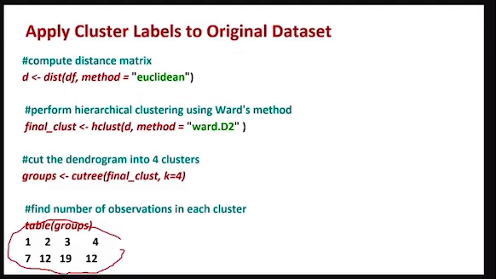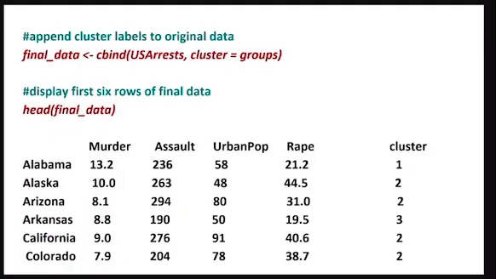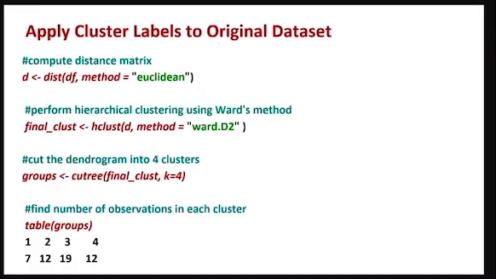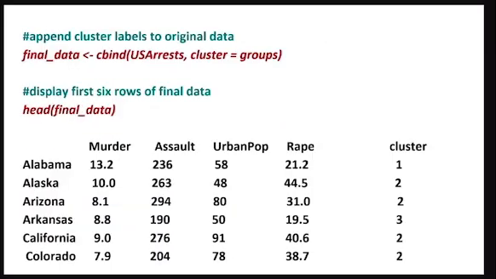If I want to show the first 6, Alabama is in cluster 1. And you can see the average murder rate in Alabama. Not only Alabama is in cluster 1, there are other states in cluster 1. I'm only showing the first ones. How many states do we have in cluster 1? 7. In cluster 2, 12. In cluster 3, 19. In cluster 4, 12. So you can take a look at that.